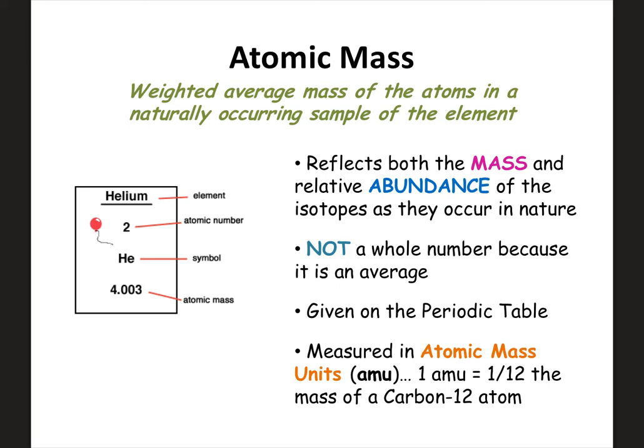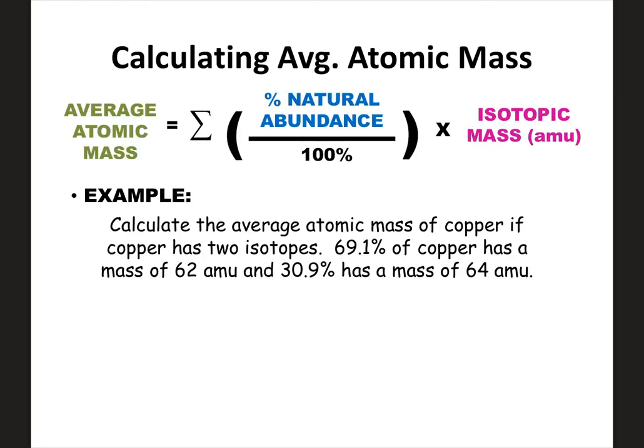So the key here is that this number is on the periodic table. It's not a whole number typically because it is a weighted average. Here is the equation for calculating the average atomic mass. So it looks scary. Honestly, I don't have anybody who ever memorizes this equation. You just know how to do it. It's essentially like you learn how to do the problem through the equation, but nobody ever memorizes the equation.